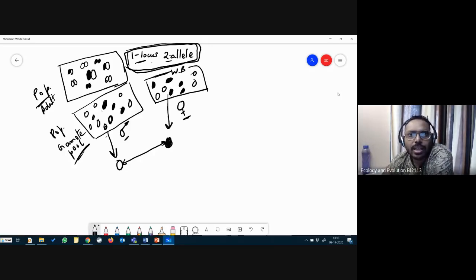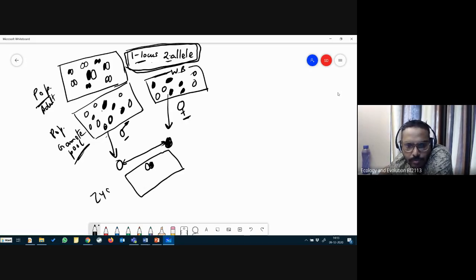But essentially the process of mating, fertilization, and formation of zygote, that entire thing is essentially drawing some balls from here, from the male pool, some from the female pool, joining them together and reforming the zygote population. Okay.